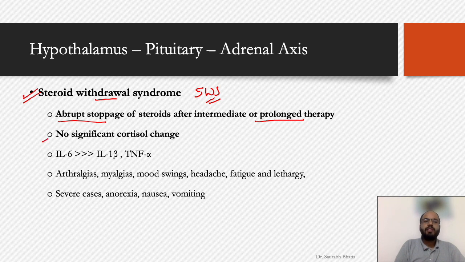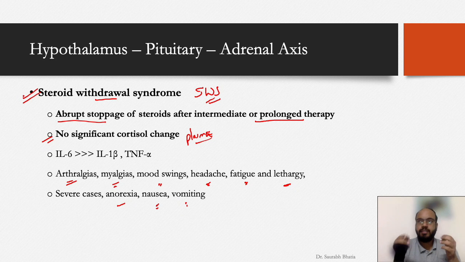There is no significant cortisol change in the plasma. The plasma levels might be near normal, not that much decreased, and this will lead to majorly physical symptoms. As we remember from the last slide, we were discussing confusion, slurred speech, and those symptoms of adrenal crisis. This will be more of physical symptoms like arthralgias, myalgia, mood swings, headache, fatigue, lethargy. In severe cases, it may lead to anorexia, nausea, vomiting.